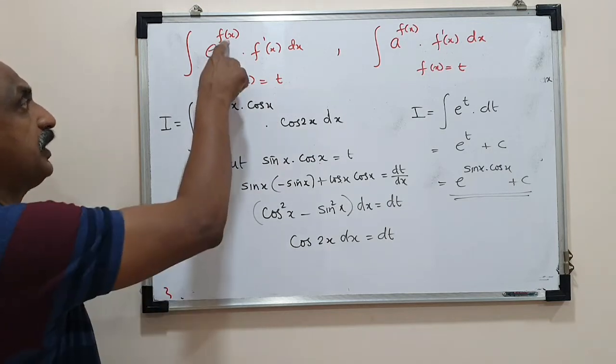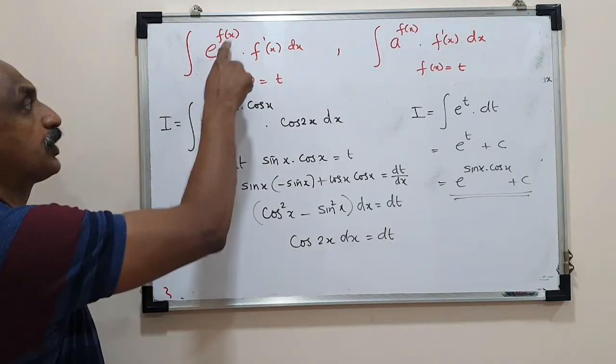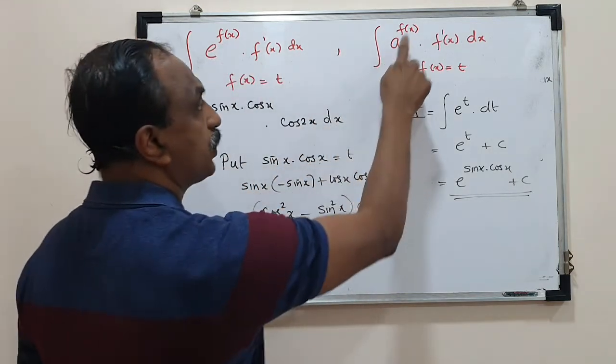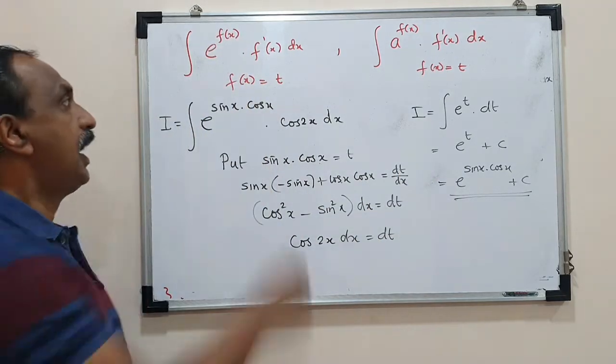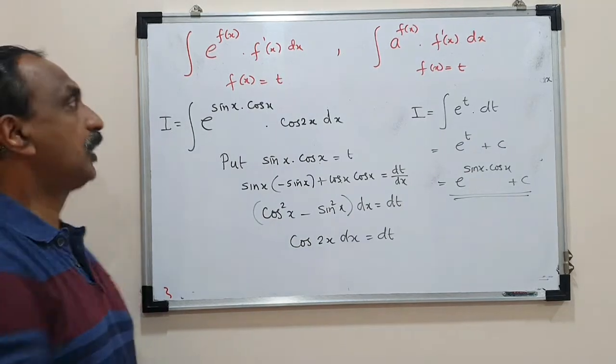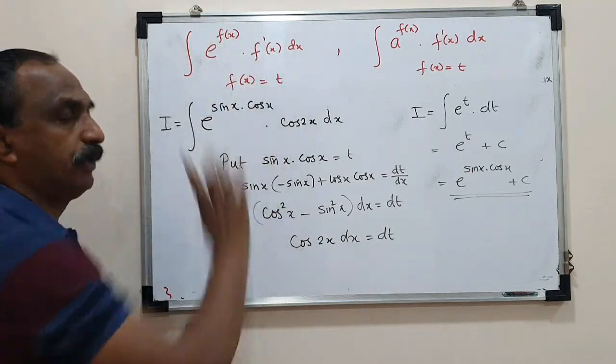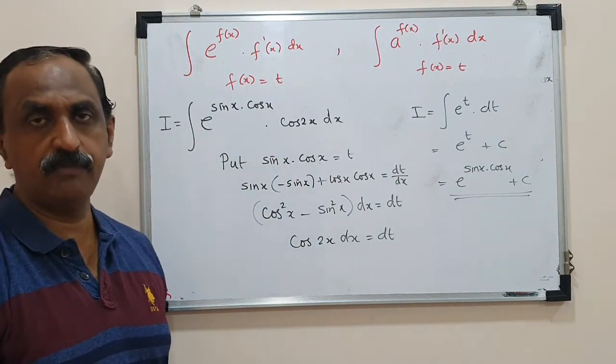So whenever a function is having a power, the base is a constant and the power is a function. Always the power has to be put as t and its derivative will be present. Otherwise, if the derivative is not present, it will not be integrable. So you need to have the derivative present.